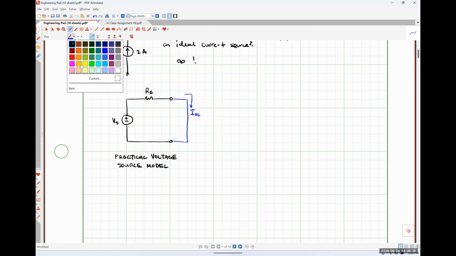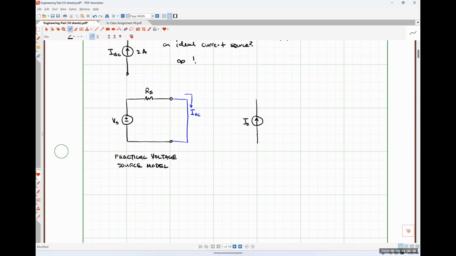We could do something fairly similar with a current source. So in our current source, we're going to have our current source representation, IS, so we have an ideal current source. And instead of putting a resistor in series with it, we're going to put a resistor in parallel, like so.